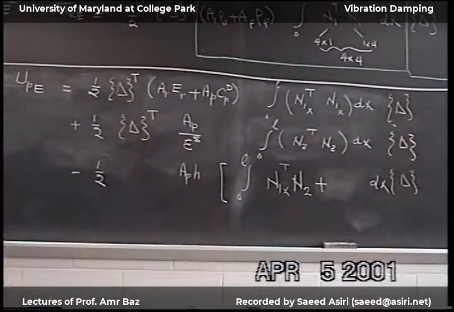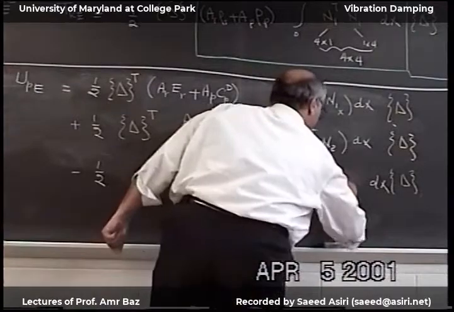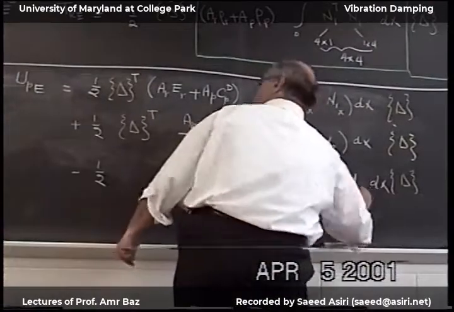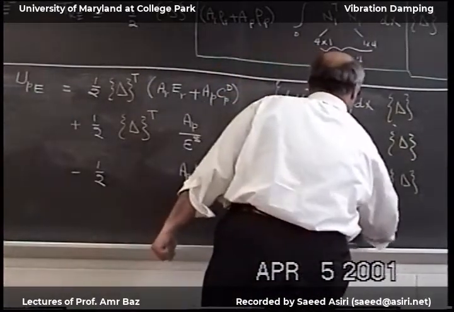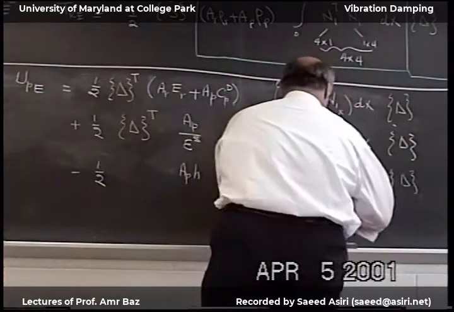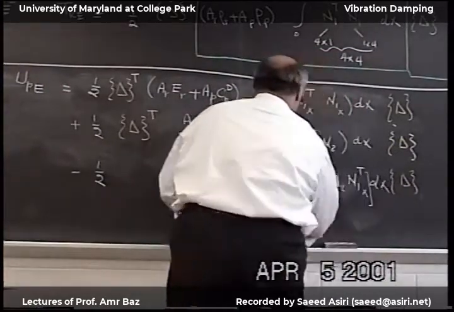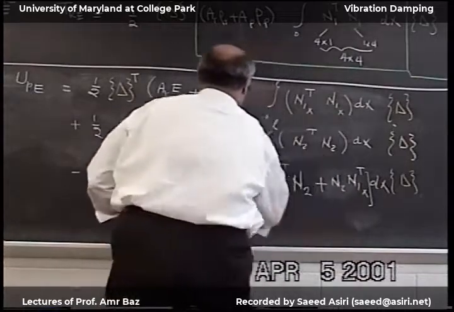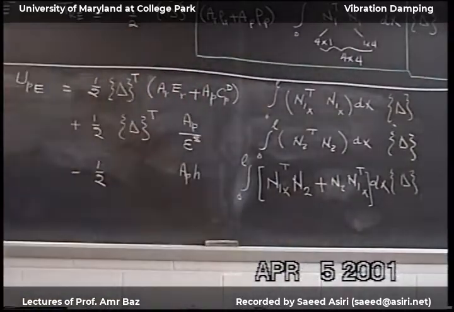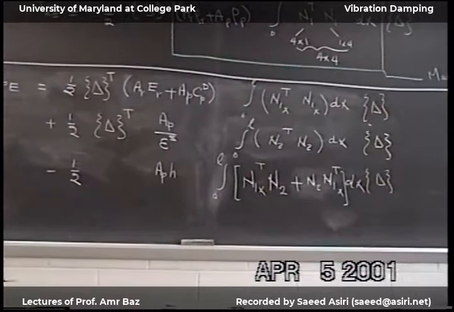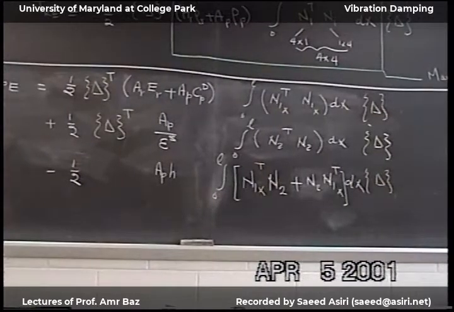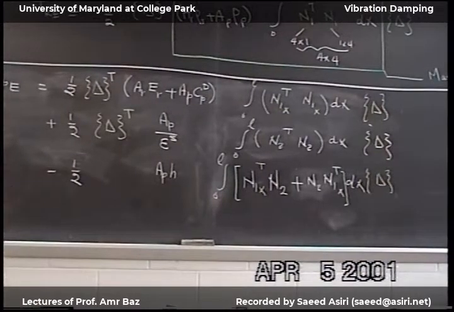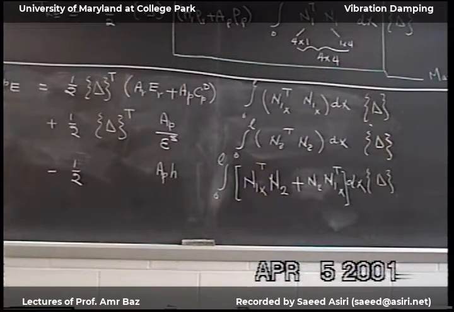Here I'm beginning with N2 and then N1 x transpose. Then now we're done. We're done from this part. N2 transpose N1x. Pardon? N2, I'm sorry.